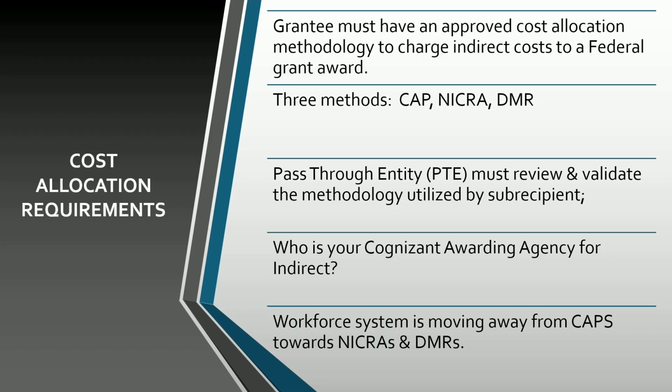Pass-through entity, when you're passing money down, you're the local area, you're responsible for your sub-recipients that they have one of those 3. So when you're awarding funds, they got to either have a de minimis, a cost allocation plan, or an indirect cost rate, right? Otherwise, they can't get indirect costs.